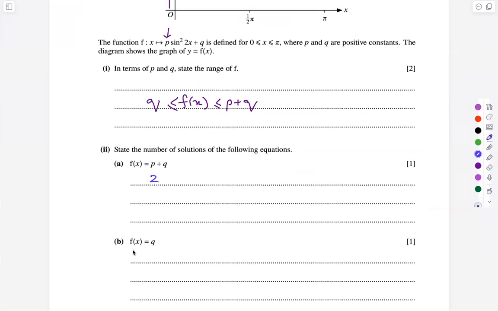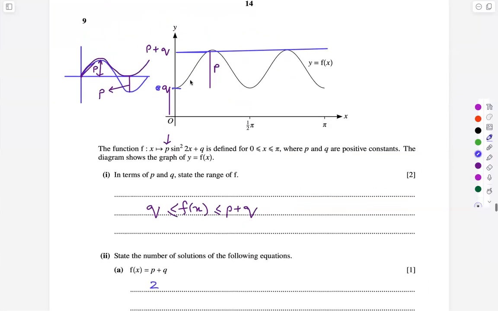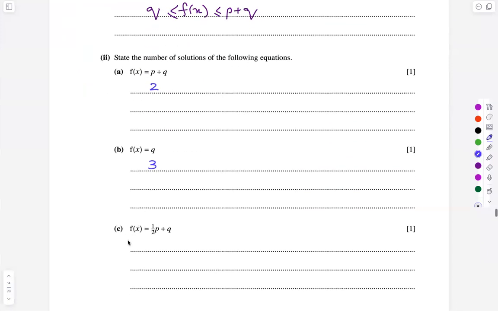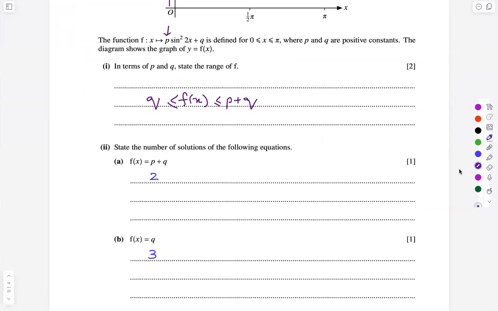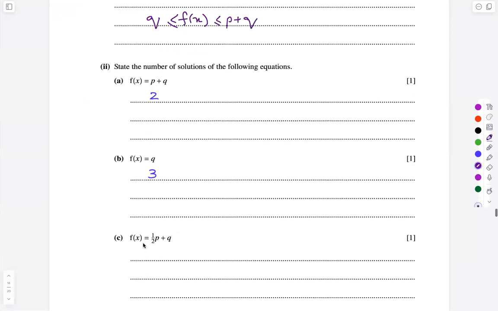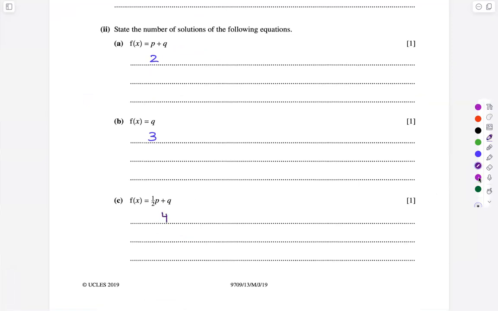We have to find the number of solutions for f of x equals q. If we make a straight line at f of x equals q, we can see that it will intersect the curve at these 3 points. So the number of solutions in this case will be 3. And then part c says half of p plus q. We know the amplitude over here is p, so half of p will be somewhere over here, and half of p plus q will be over here. If we make a straight line from half of p plus q, it will intersect the graph at 1, 2, 3, and 4 points. So there will be 4 solutions for half of p plus q.